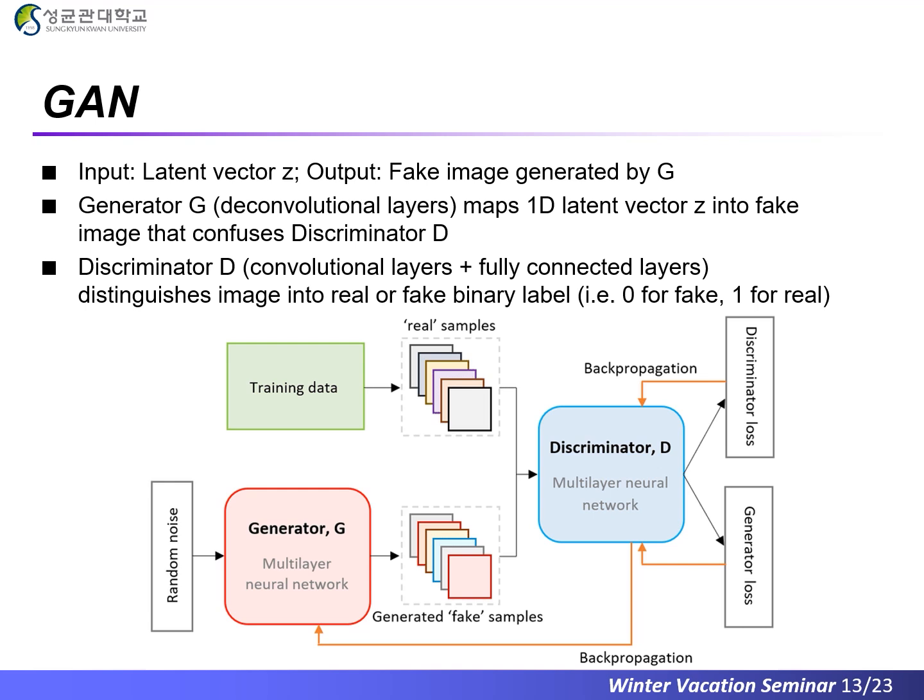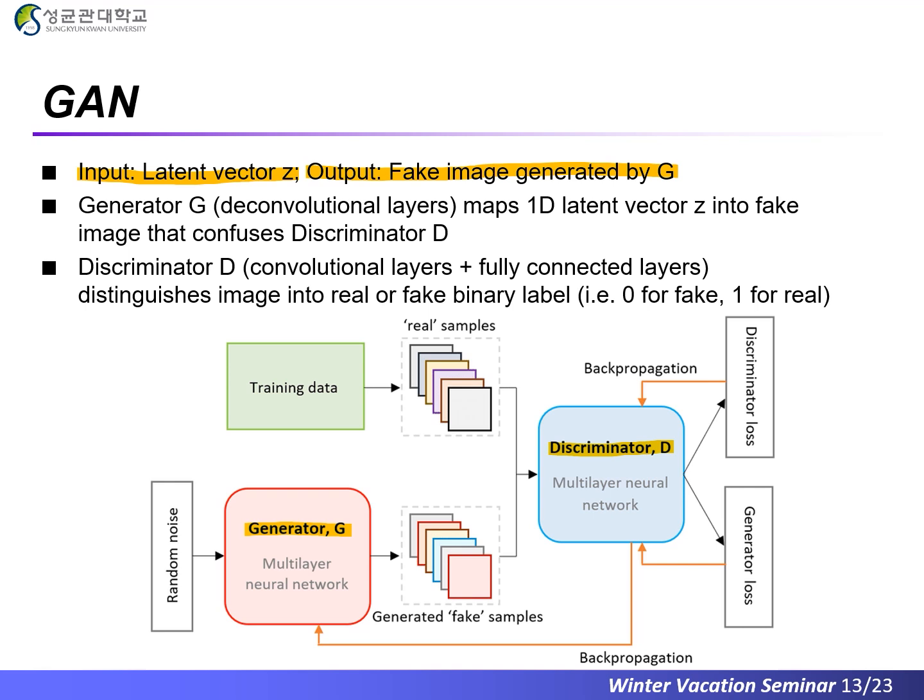Before we compare ADDA with GAN, let's briefly review how a generative adversarial network works. A GAN consists of 2 networks, a generator G and a discriminator D, which compete in an adversarial game. Input: latent vector Z. Output: fake image generated by G.